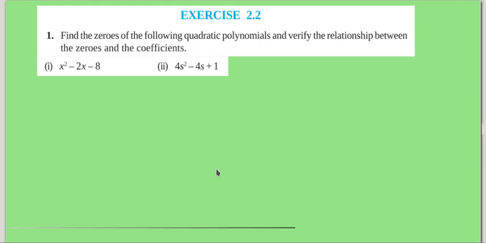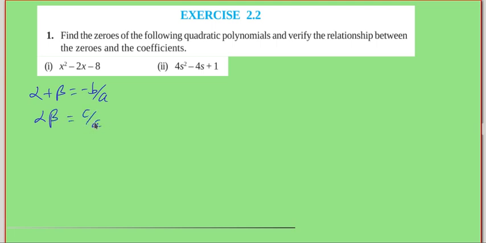Find the zeros of the quadratic polynomial and verify the relations between zeros and the coefficients. Now we found all the zeros now. For the quadratic polynomial, what are all the zeros of the quadratic polynomial? Alpha plus beta equals minus b by a, and alpha beta equals c by a. Okay, these are the two zeros for the quadratic polynomial. So alpha plus beta is minus b by a, sum of the terms, and the product of the terms is c by a.